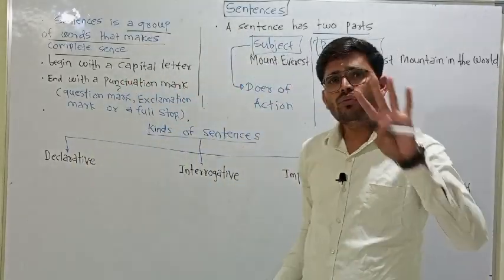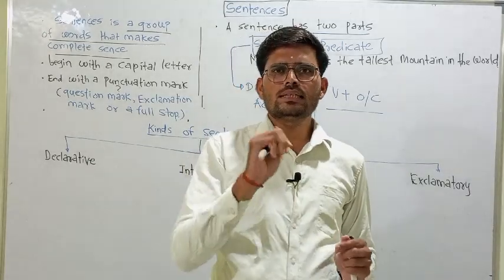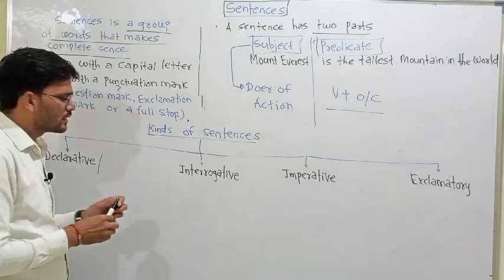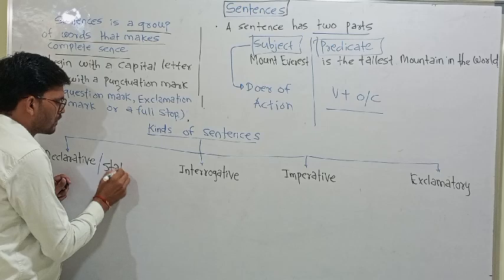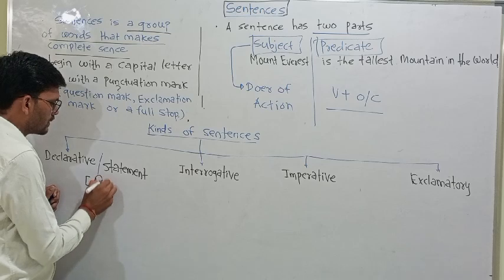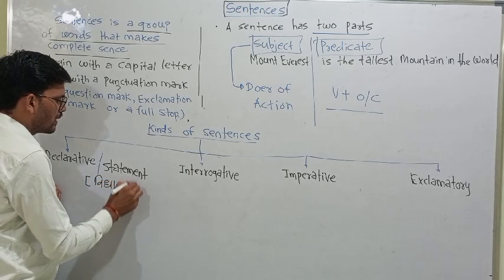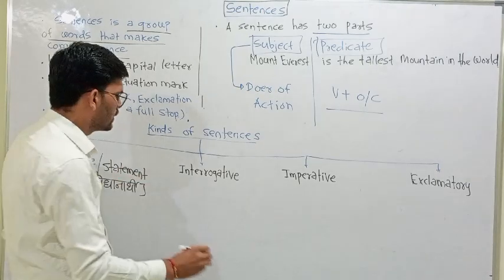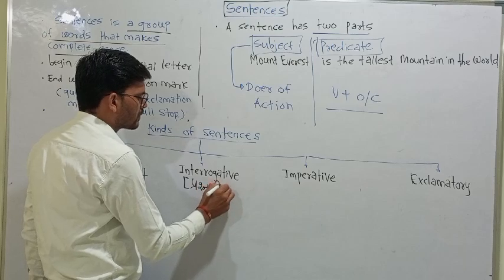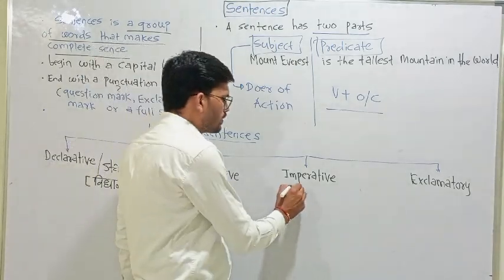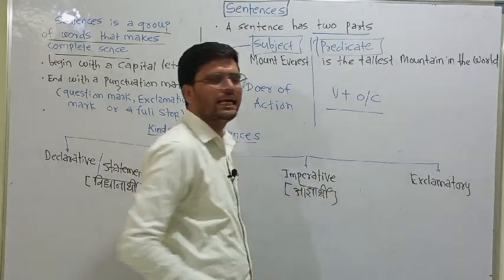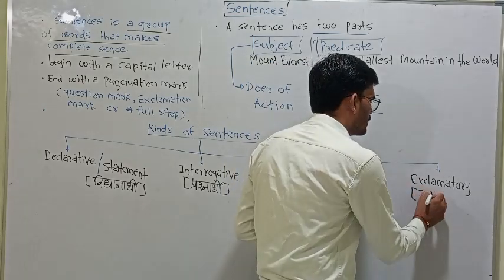And after that there are four kinds of sentences. The first kind is the declarative sentence. A declarative sentence is also known as a statement. In Marathi it is called vidhanarthi. The second type is the interrogative sentence, called prashnarthi vakya in Marathi. After that, the imperative sentence, called ajnarthi vakya. And the last one, the exclamatory sentence, called udgarvachak vakya.